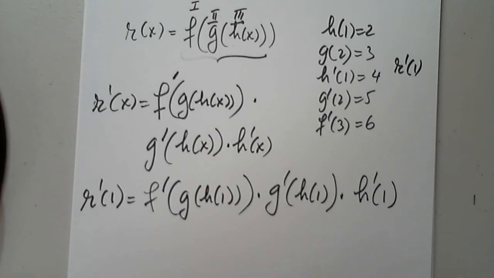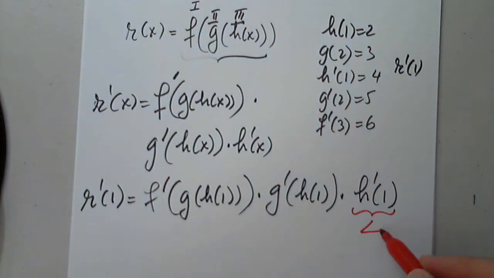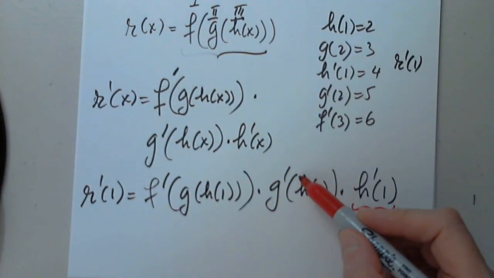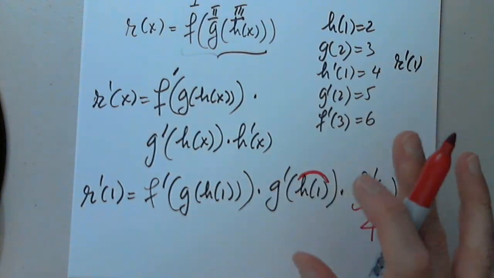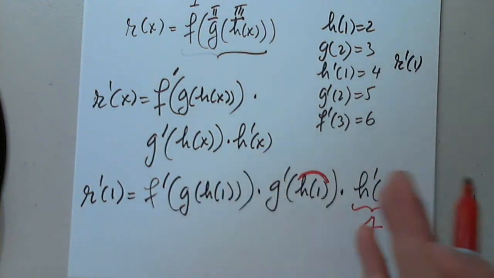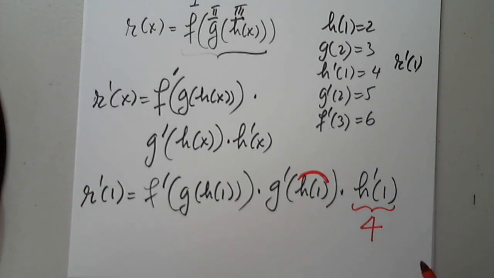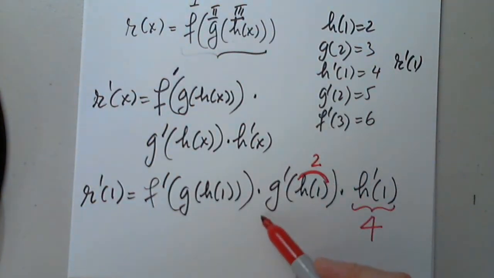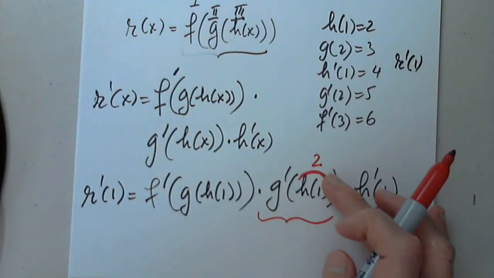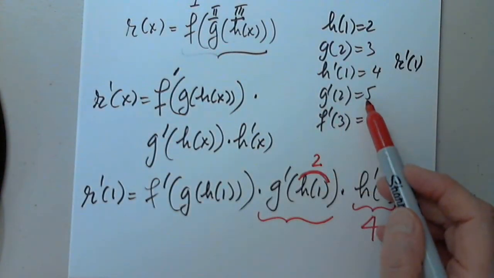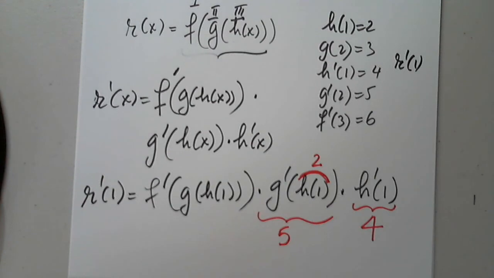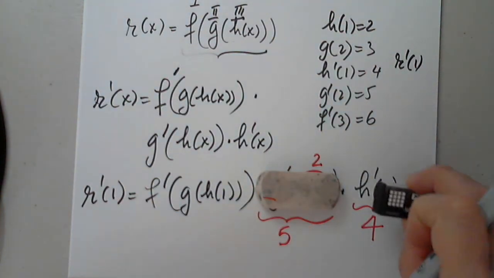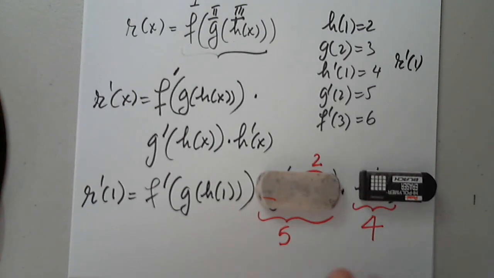So let's start with the easiest, 4. Then I have to start from the inside, always from the inside when we evaluate, from the outside to the innermost when we differentiate, but from the inner to the outer when we evaluate. So h of 1 is 2. But now how much is g prime of 2? G prime of 2 is 5. So what I have right now is 5 times 4. Everything else is gone.